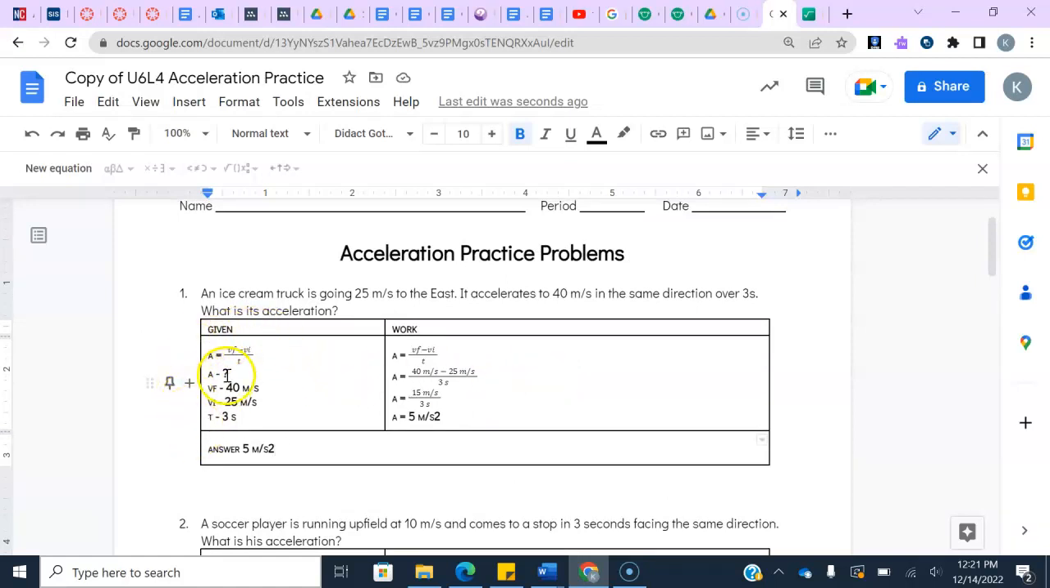Okay, so we always start by writing our formula. This is going to be the formula for all of these different problems. Okay, so this is what we should start with.